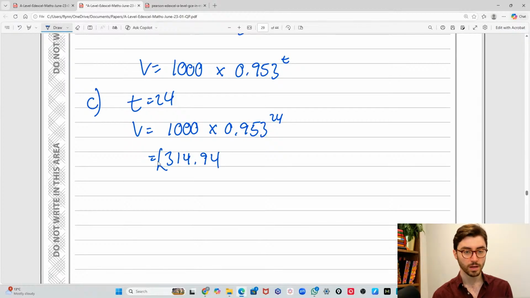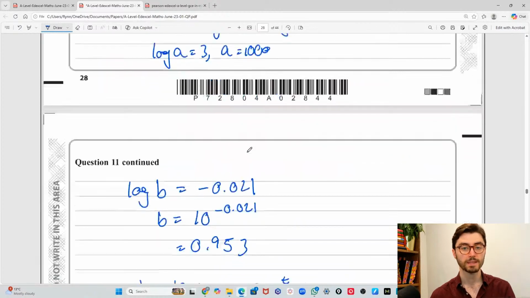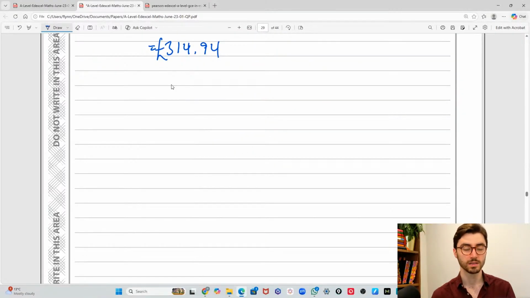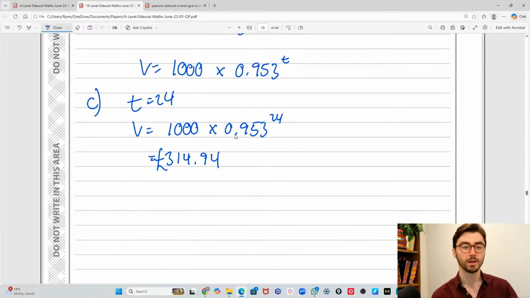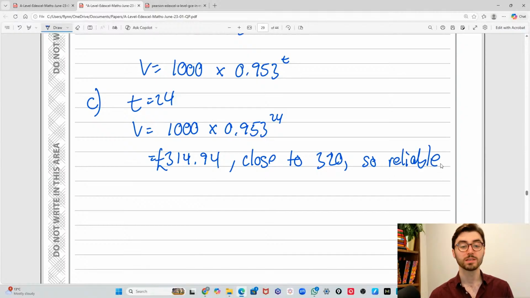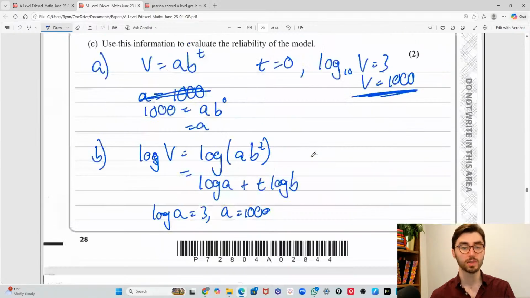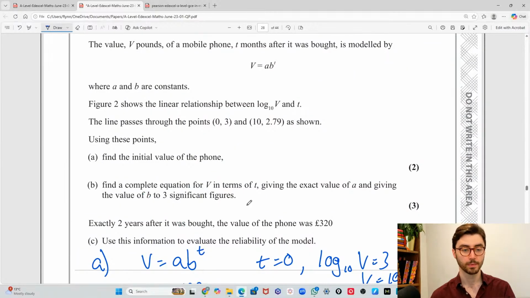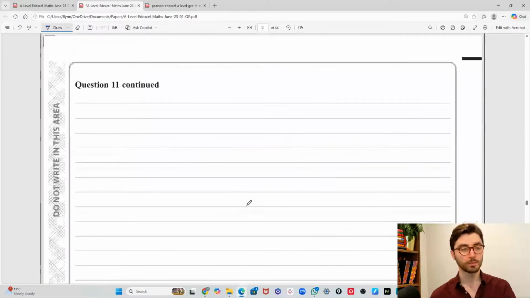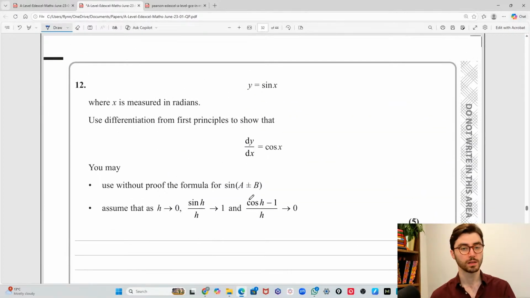So 1000 times 0.953 to the 24 is 314.94. Because it's money, I'm going to leave it like that. This is close to 320. So the model is reliable, is what I'm going to say, because the model comes close to the actual reality. Okay, so that's question 11.